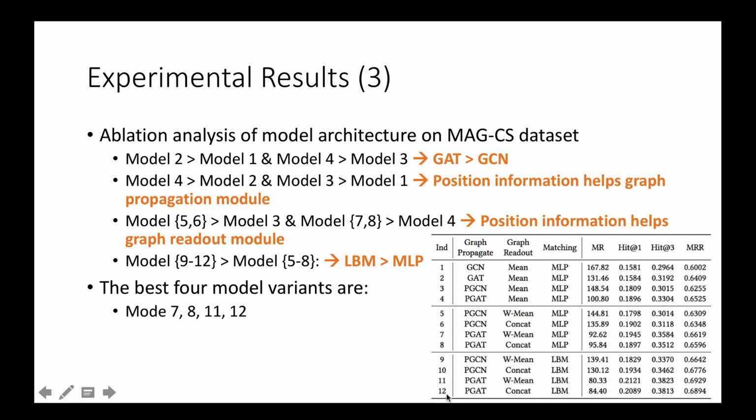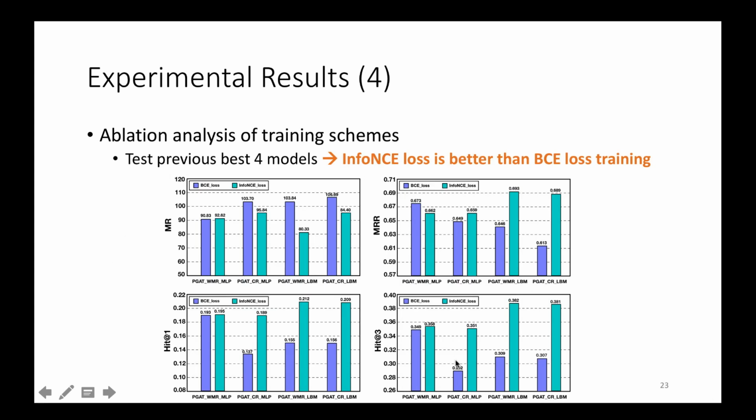We choose the best four model variants in this table, that is models 7, 8, 11, and 12, and we train them using the previous binary cross-entropy loss. And we compare the models trained on binary cross-entropy loss with the models trained on our proposed InfoNCE loss. And you can clearly see that the InfoNCE loss is much better than the binary cross-entropy loss training.